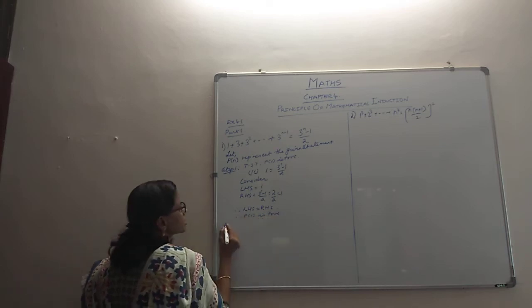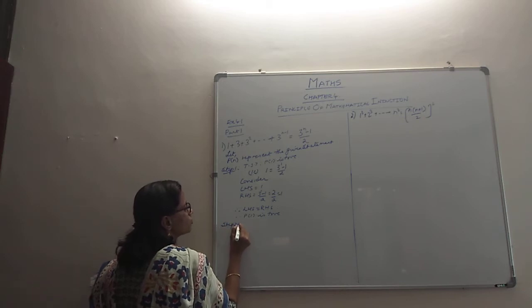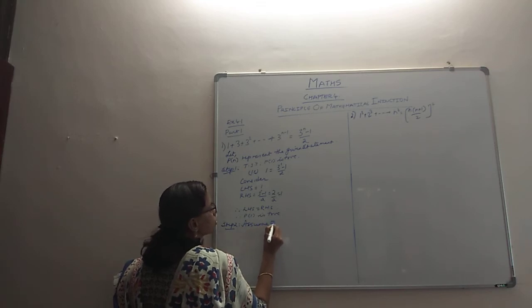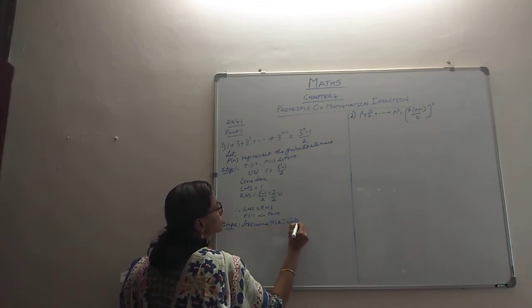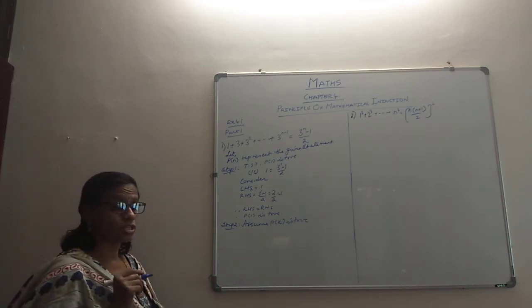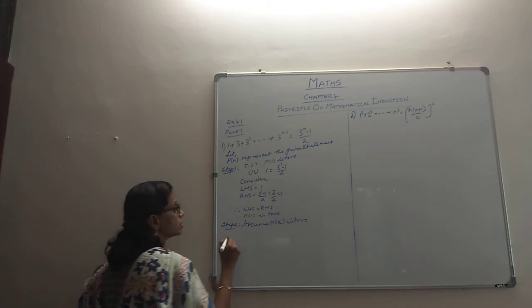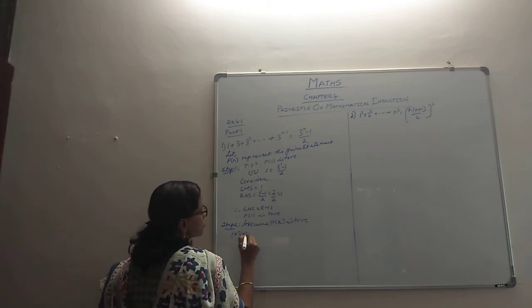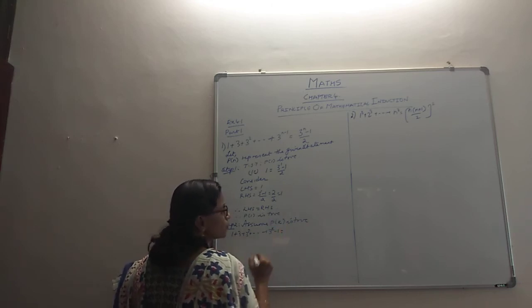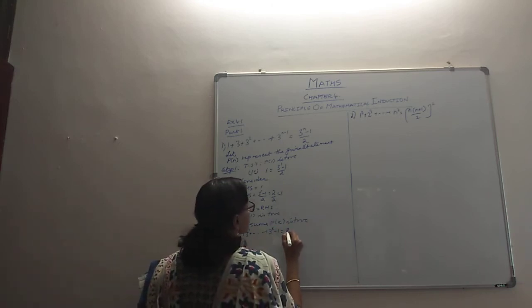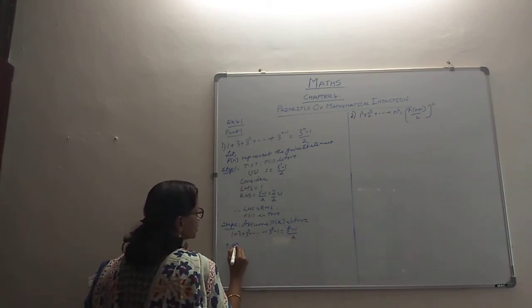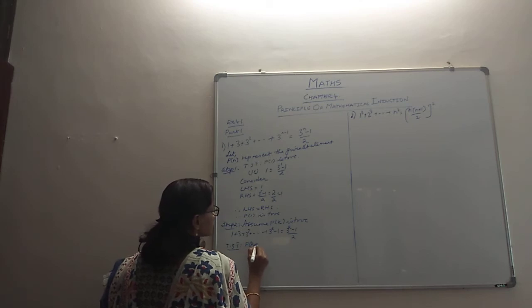Right. Now once that is over, we'll take step 2. And what do we do in step 2? We assume that P of k is true. P of k is true means the result is true for the kth term. So it is 1 plus 3 squared and so on, 3 raised to k minus 1. Wherever n is coming, we are putting k, that's all. So it is 3 raised to k minus 1 by 2. Then to show that P of k plus 1 is true.